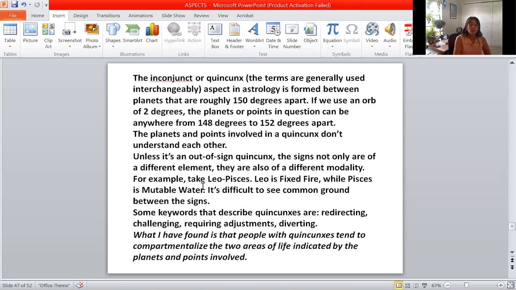And we'll talk about this another time. The signs are not only a different element, they also are a different modality, like I was just telling you. So what I found is that people with a lot of quincunxes tend to compartmentalize the two areas of life indicated by the planets and points involved. They just kind of like, boop, they're just separate. I'm not going to unite them.